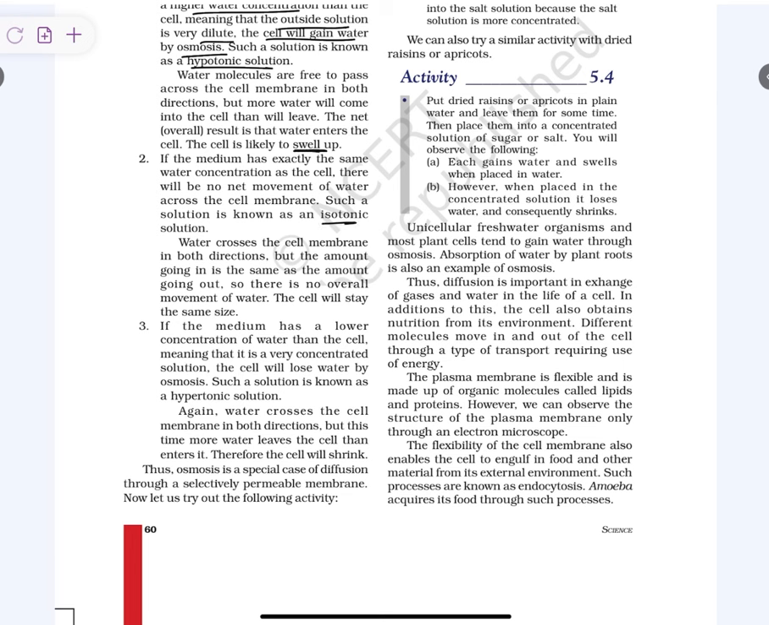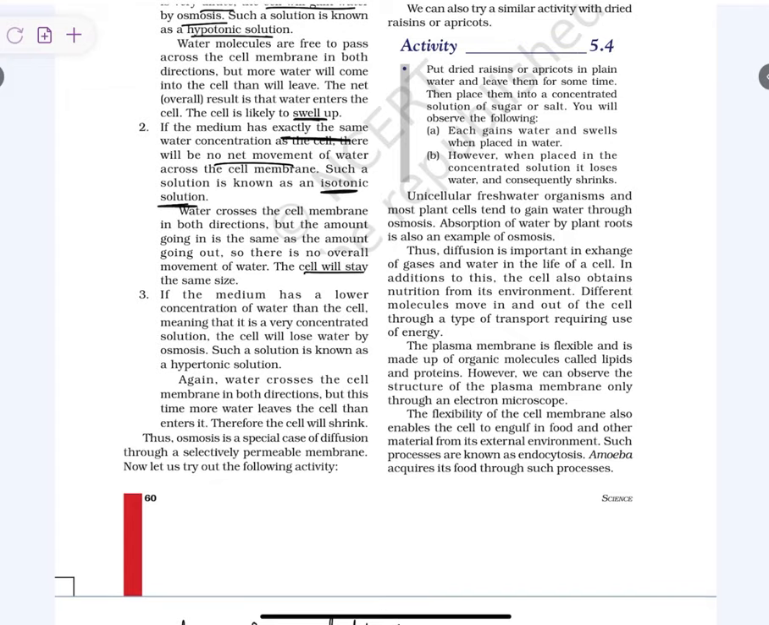सेकेंड कम्स आइसोटोनिक सॉल्यूशन. सो आइसोटोनिक में हमने देखा कि concentration is exactly the same on both the sides, so there will be no net movement. So in this case cell will stay of the same size. Now if the medium has, now there is hypertonic solution. Hypertonic में medium has low concentration of water, so it means कि जो outside solution है वो बहुत concentrated है. So in this case cell will lose the water and ultimately cell will shrink in this case.